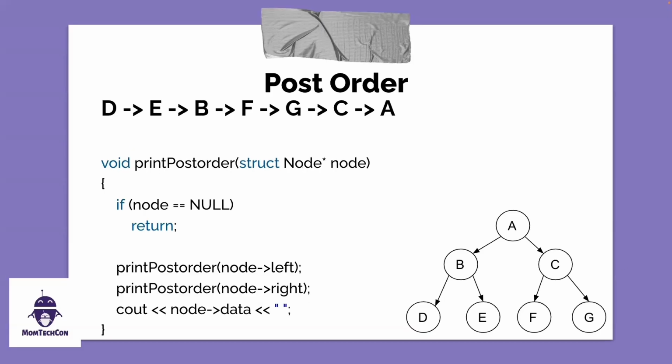And finally, we have post-order. For post-order traversal, we recursively look at the left side, then the right side, and we'll finish with the current node. In this example, it will mean that we will go to D, then E, then B, and then F, J, C, A.